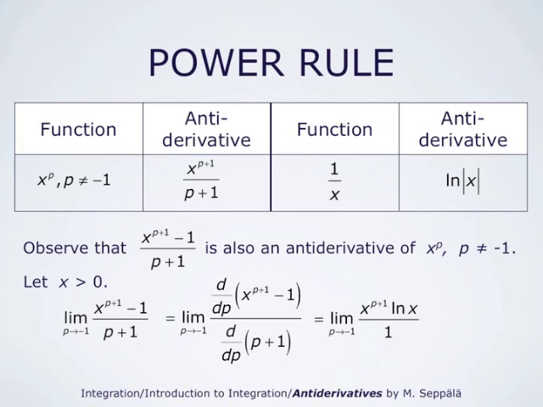As p approaches negative 1, p plus 1 approaches 0, so x to the power p plus 1 approaches x to the power 0, which is just 1 because we assume that x is positive. Therefore, this limit is log of x. And we were able to find a family of antiderivatives to functions x to the power p when p is different from negative 1, which family has the limit log of x as p approaches negative 1. So these two antiderivatives, after all, are not so different.